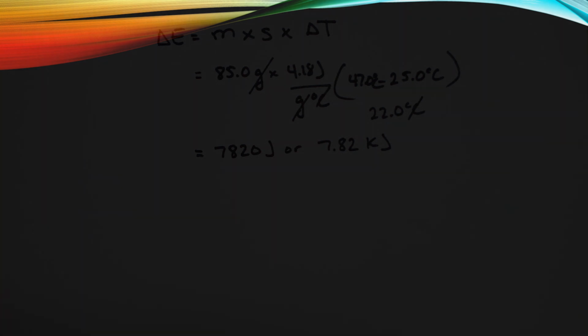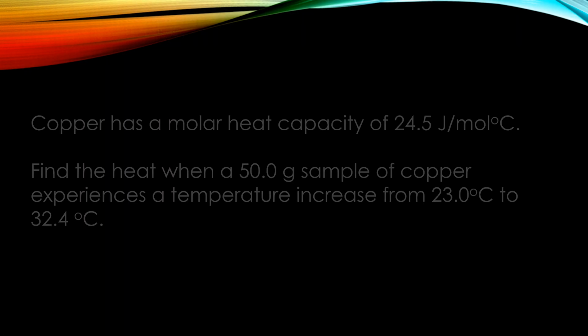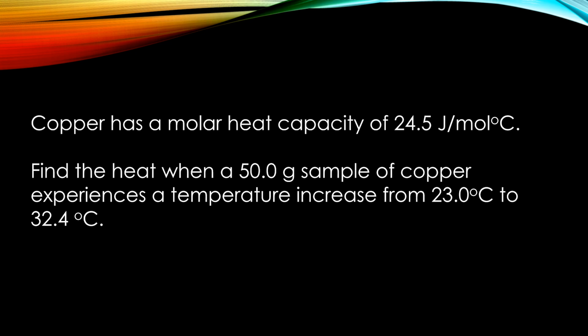Here is one example of using the molar heat capacity. Copper has a molar heat capacity of 24.5 joules per mole per degree Celsius. Find the heat when a 50.0 gram sample of copper experiences a temperature increase from 23.0 degrees Celsius to 32.4 degrees Celsius.